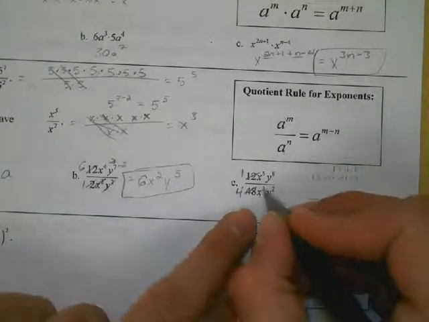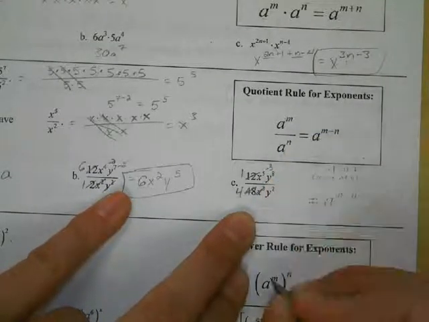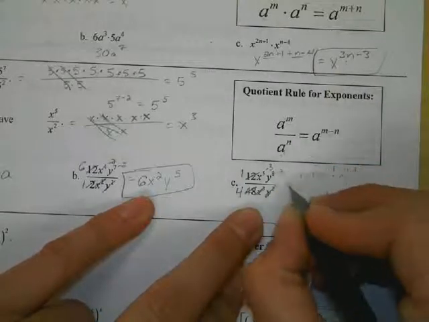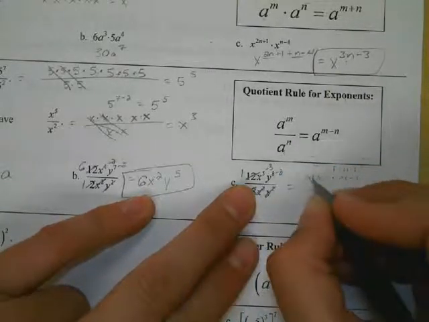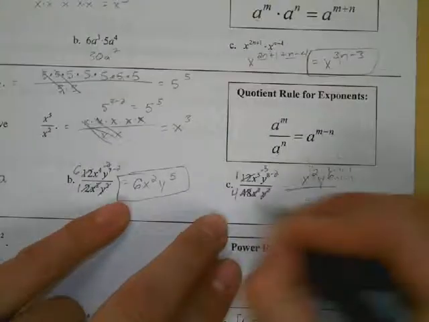X to the 3rd, x to the 5th. Get rid of the small one. Subtract that number from the large one. So on top, I'm left with x squared, y to the 6th power, and on bottom, I just have that 4.